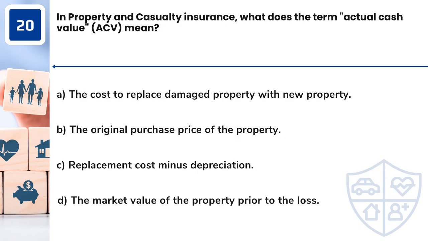Question 20. In property and casualty insurance, what does the term actual cash value, ACV, mean? A. The cost to replace damaged property with new property. B. The original purchase price of the property. C. Replacement cost minus depreciation. D. The market value of the property prior to the loss.